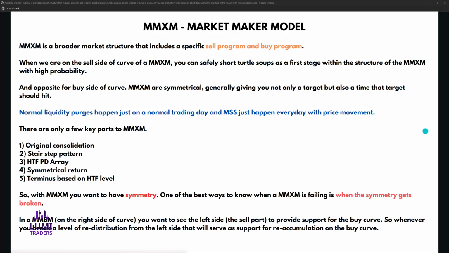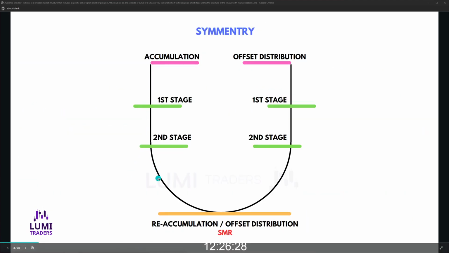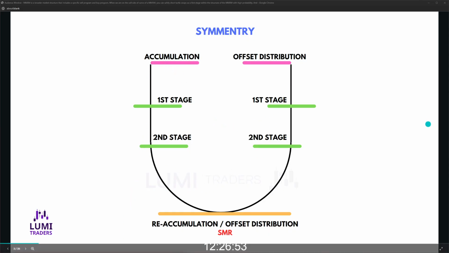Okay, here's the general idea of what the market maker model is. Here's what I mean by symmetry. The first stage supports the first stage right here. The second stage supports the first stage, support second stage right here, first stage, second stage right here, support the first stage right here. Every single liquidity level on this sell side of the curve will be a support level or resistance level on this buy side of the curve, depending on the direction.